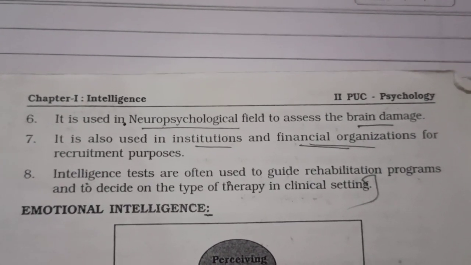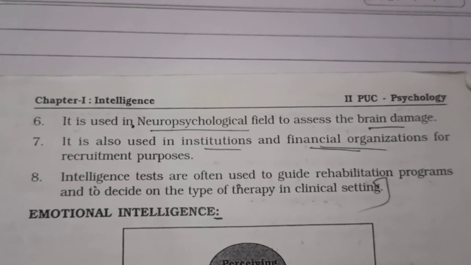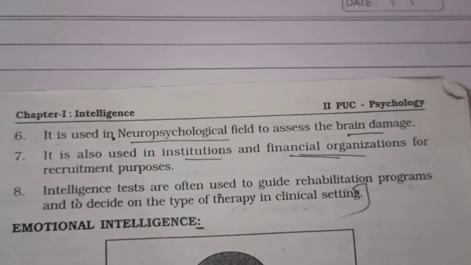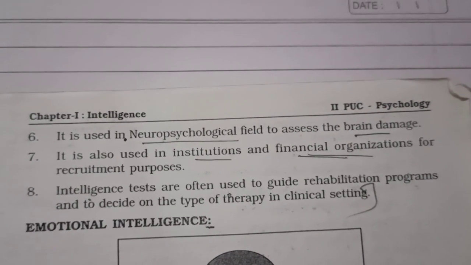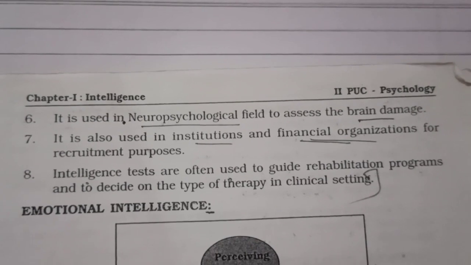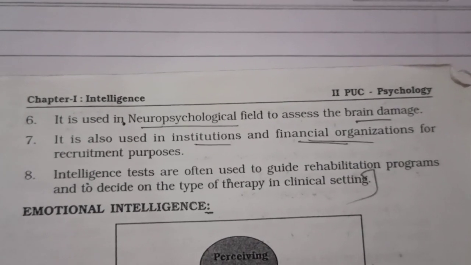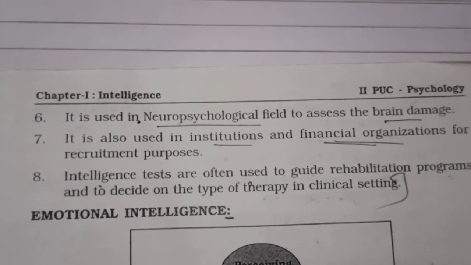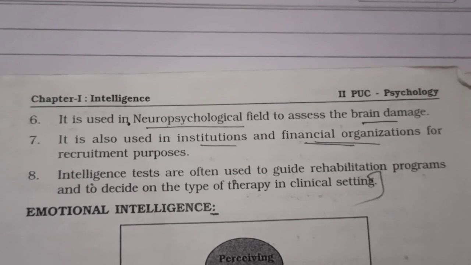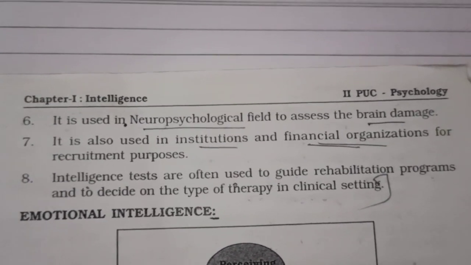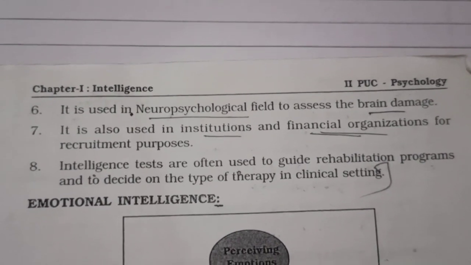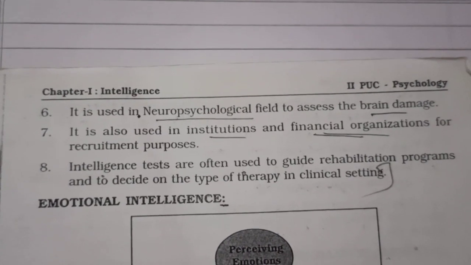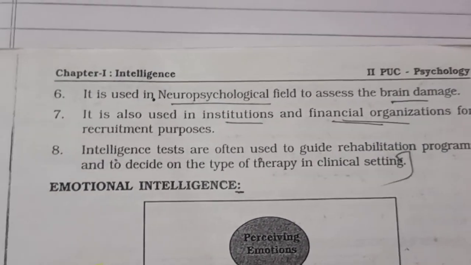It is also used in institutions and financial organizations for recruitment purposes. When a person needs to be promoted, they use an intelligence test to promote them or recruit them. Intelligence tests are also used to guide rehabilitation programs and to decide on the type of therapy in a clinical setting. So intelligence tests are used in many different fields to check intelligence level, IQ level, and to promote or understand people.